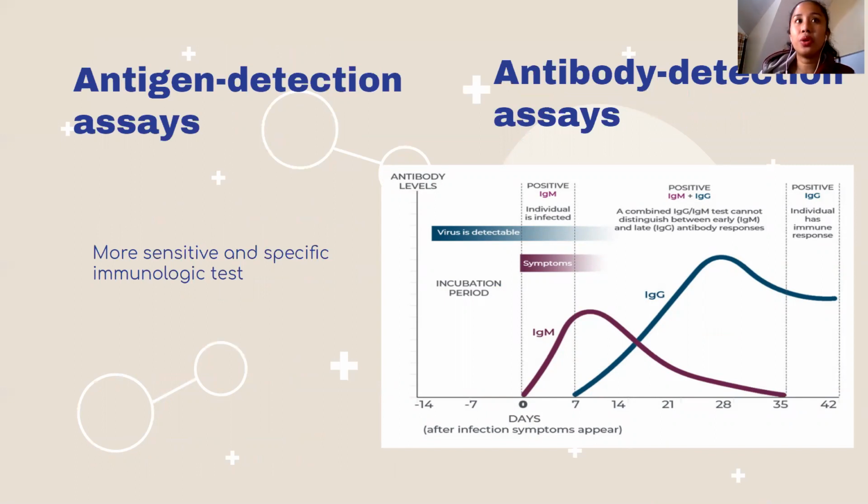So, class, just like I mentioned, we sometimes detect antigens, we detect antibodies. Yan. So, antigen tests are usually more expensive because they are more sensitive and specific immunologic tests. Sensitive in such a way that on the first day that you show symptoms, you could already be positive for antigen detection assays, depending on the sensitivity of the test. However, class, with antibody detection assays, it could take time for the body to produce these antibodies.